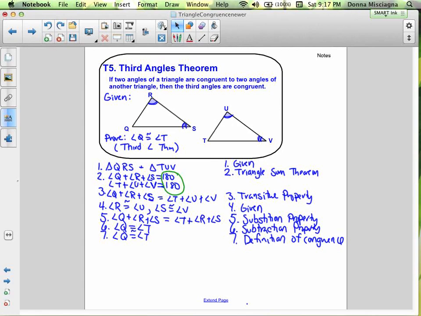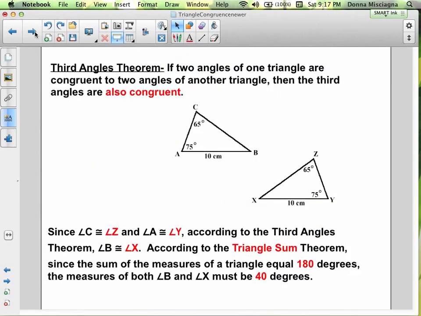All right, let's continue, and let's use this third angle theorem that we have now proven to be true. I think I have 2 problems that are not in your notes, and then 2 problems that are in your notes, and then one more. If 2 angles of one triangle are congruent to 2 angles of another triangle, the third angles are also congruent. So we could find angle B here using triangle sum theorem.